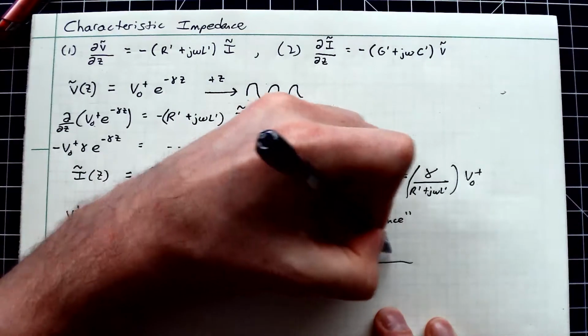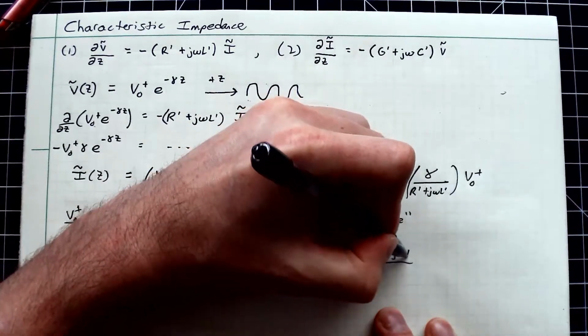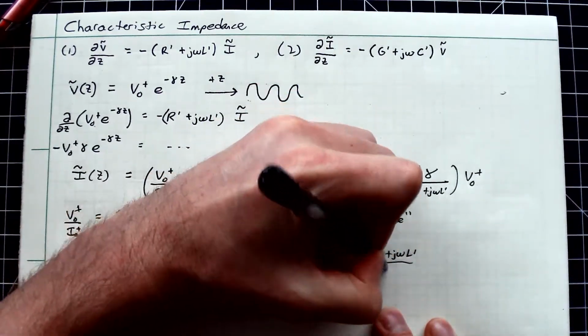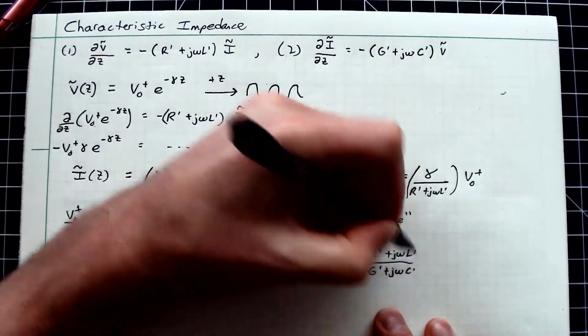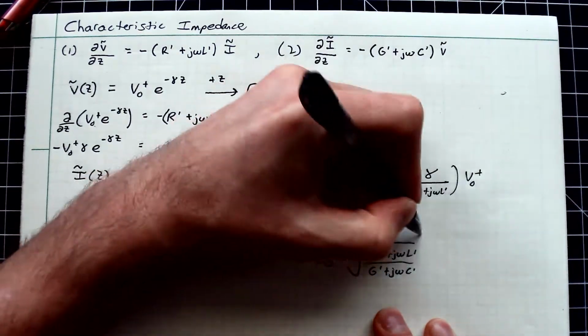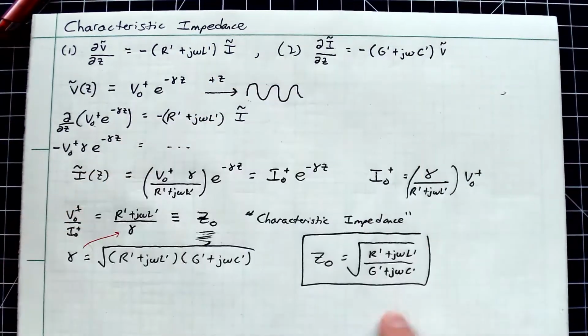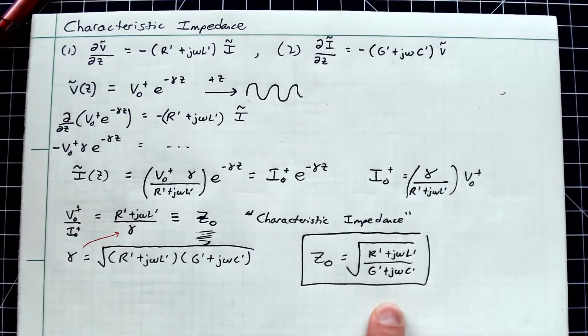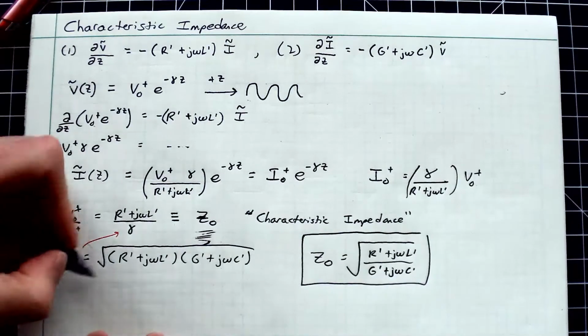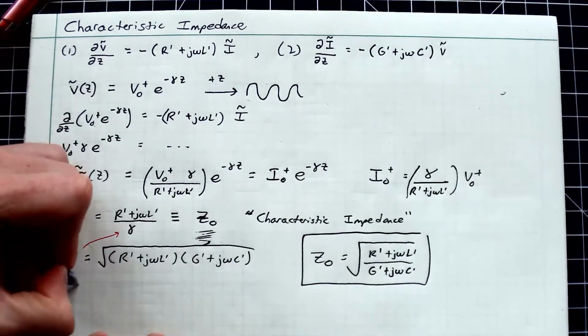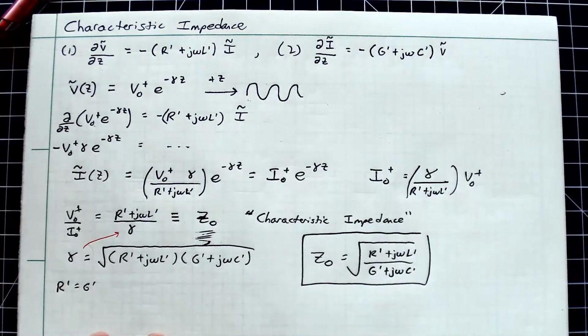You get the square root of (r prime plus j omega L prime) divided by (g prime plus j omega c prime). Okay, so this is what you get if you plug in and do a little bit of simplification. All right, so that little parameter is going to mean a lot moving forward with transmission lines. And in particular, there's one special thing that's going to happen. We're going to talk about the lossless condition, where r prime is equal to g prime, which is 0.